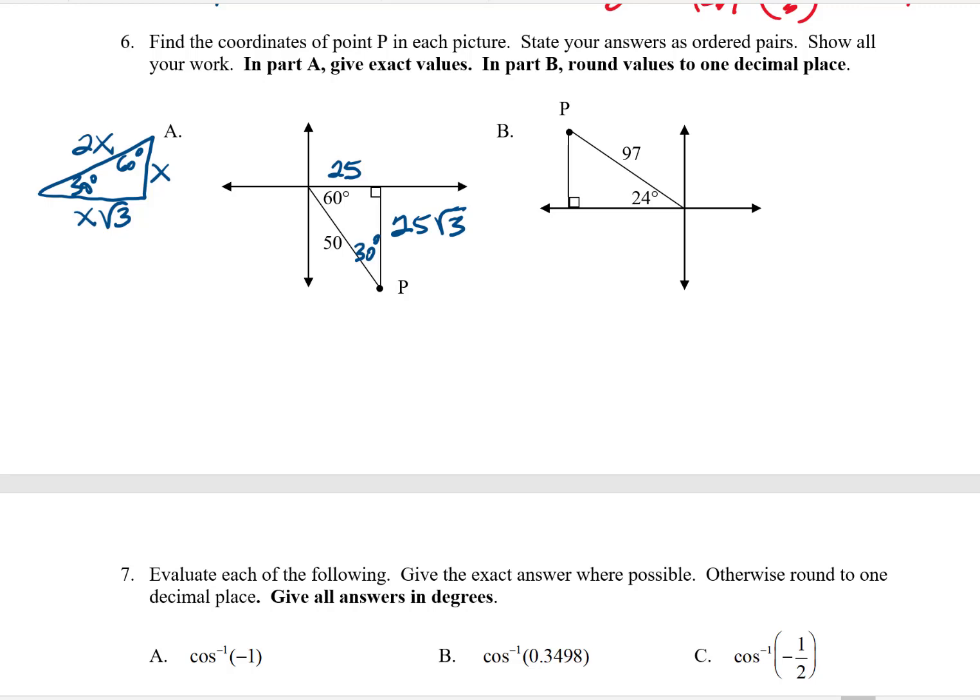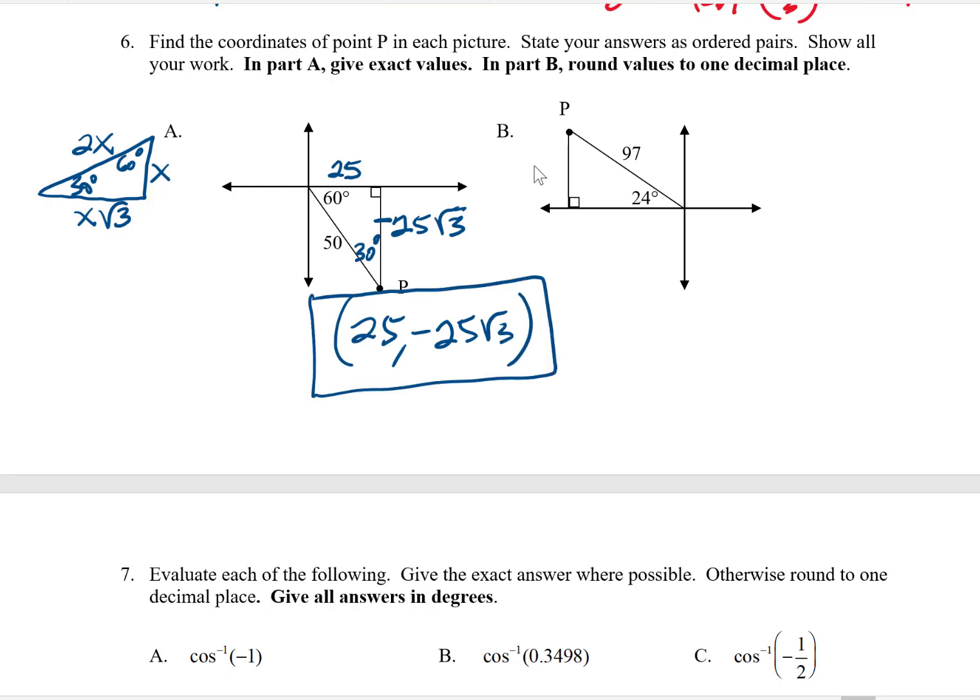Do I have any negatives here? The x is obviously positive. The y in the fourth quadrant would be negative. And that's all I need. The directions say we want an exact answer here in part A. Well, here it is. 25, comma, negative 25 root 3. That's it. What about part B, where I don't have one of our special triangles?